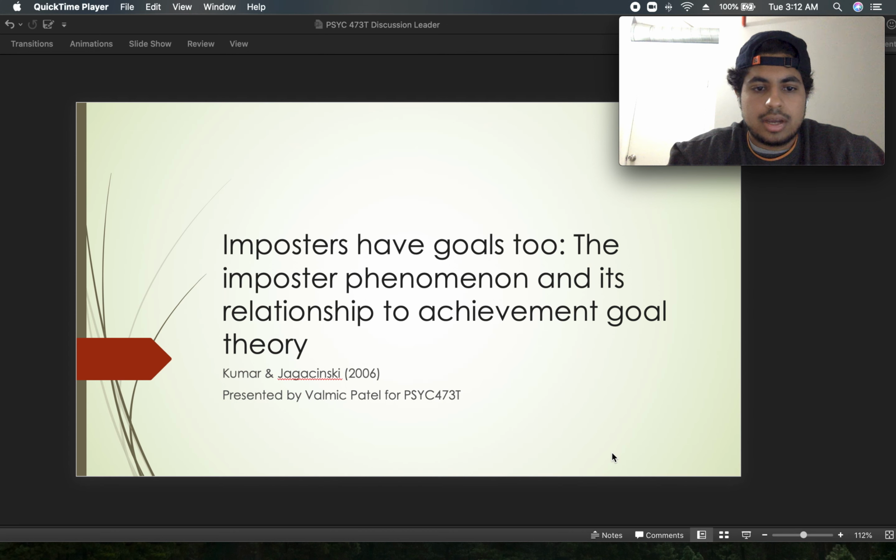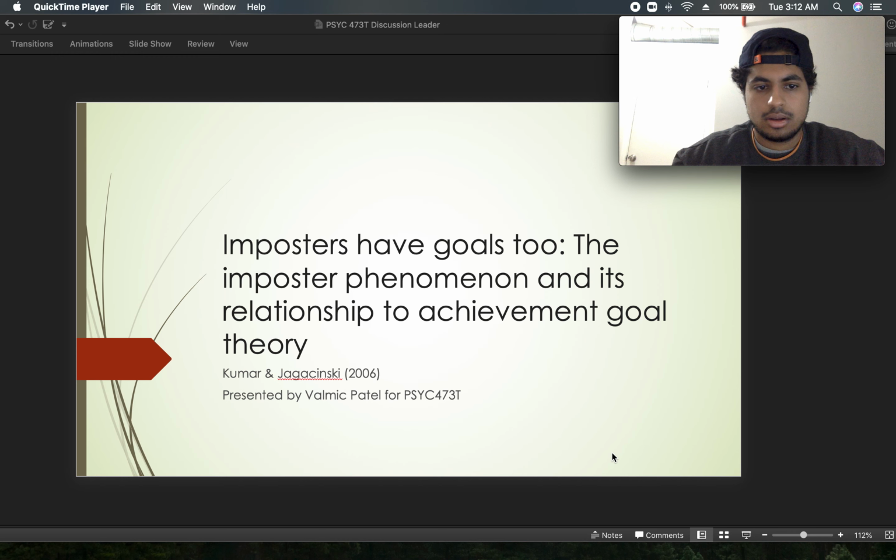So my paper is titled Imposters Have Goals Too, the Imposter Phenomenon and its Relationship to Achievement Goal Theory. It was published in 2006 by Kumar and Jagosinski. And I thought I would use this PowerPoint format, so maybe it would be a little bit easier for you guys to follow along with the different sections of the paper and just overall lead to a better understanding for you guys.